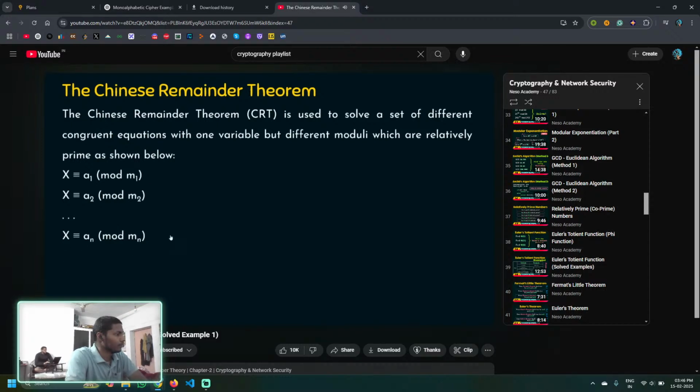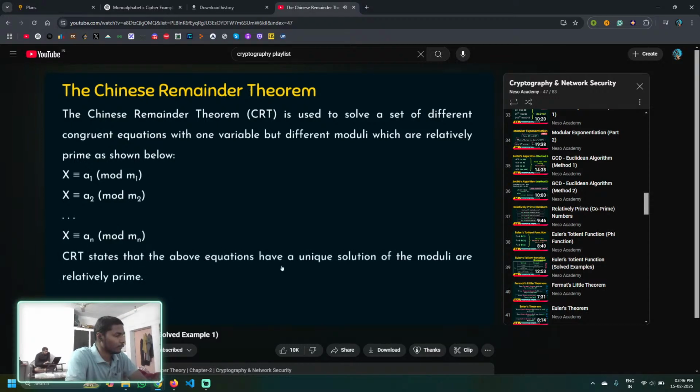Let's see what this Chinese remainder theorem states. The Chinese remainder theorem states that the above equations have a unique solution if the moduli are relatively prime. So m1, m2 up to mn, when they are relatively prime to each other, then there exists a unique solution x. I hope the theorem is clear for you. If not clear, no worries. Let's solve example number 1 and you will understand things clearly.